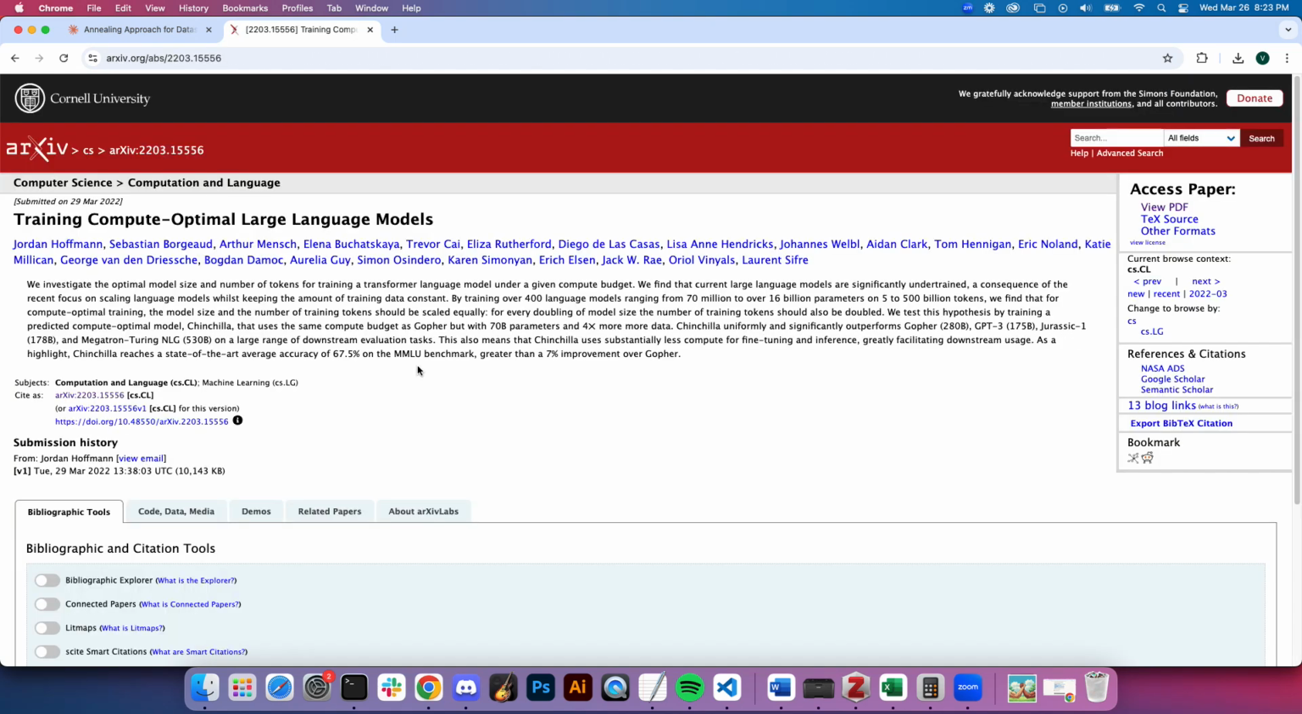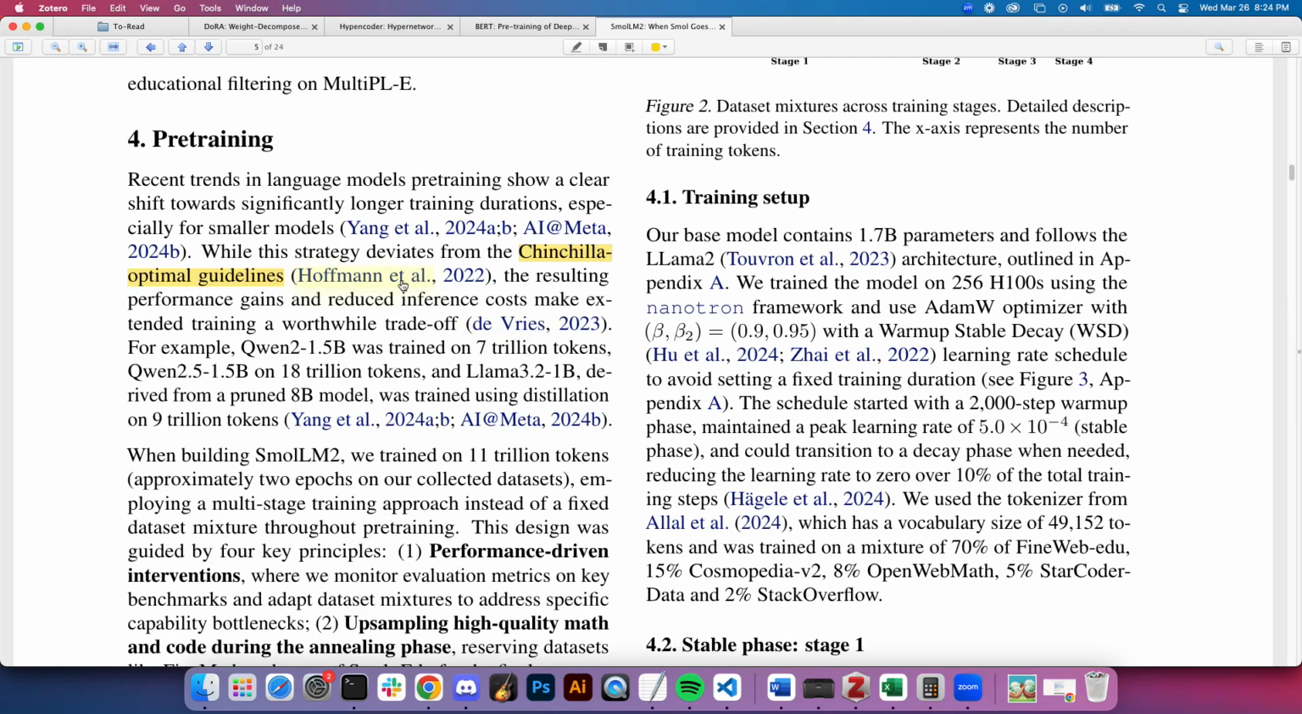We investigate the optimal model size and number of tokens for training a transformer language model under a given compute budget. We find that for compute-optimal training, the model size and number of training tokens should be scaled equally. For every doubling of model size, the number of training tokens should also be doubled. And then they test this hypothesis by training a predicted compute-optimal model, Chinchilla, with 4 times more data. Okay, so I think what the SmolLM2 paper is saying is that this doubling of model size, meaning training tokens should be doubled, is not what they're doing. They're doing the opposite, which is that they are training small models for very long token durations or token counts.